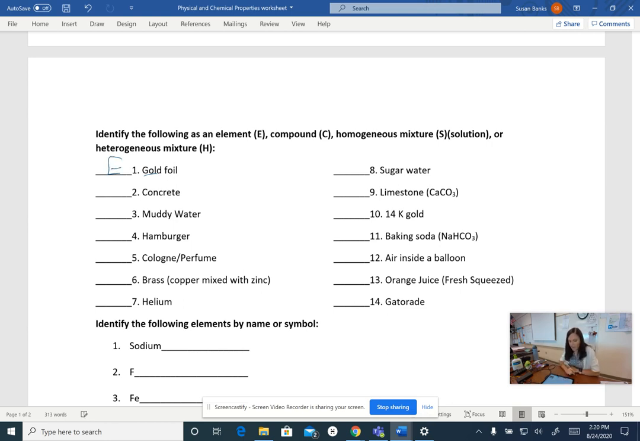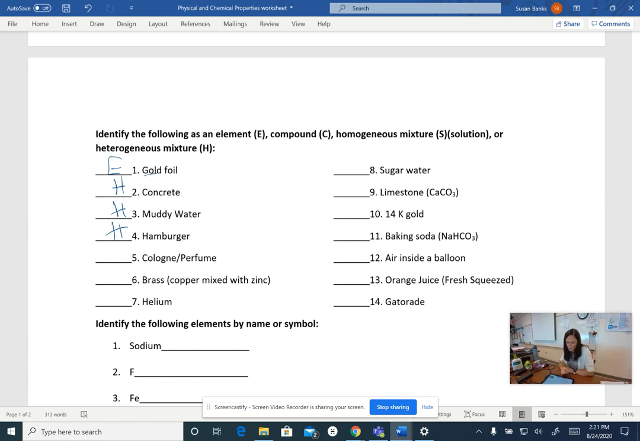Concrete. If you've ever seen concrete broken up, you'll see little rocks and pebbles in there. That's definitely not a uniform mixture. So that is a heterogeneous mixture. Muddy water. Ooh, if you don't stir muddy water, all the bigger chunks of mud go to the bottom and the silt stays floating. So that's definitely heterogeneous. Hamburger. I don't know about you, but my hamburger has a whole bunch of layers. I usually have some hamburger, some onions, mustard, maybe cheese if I want to make it a cheeseburger. It's got layers. So it is a heterogeneous mixture.